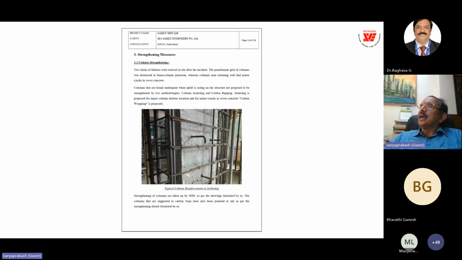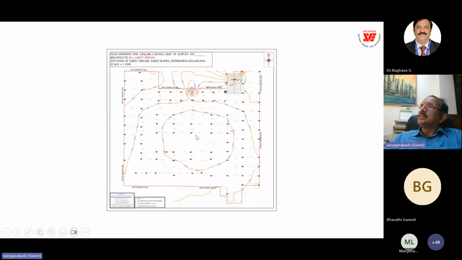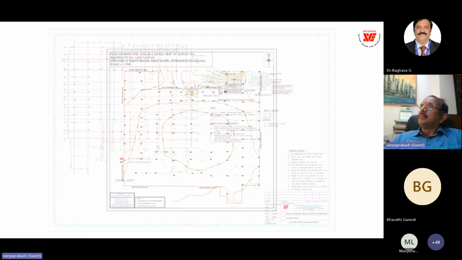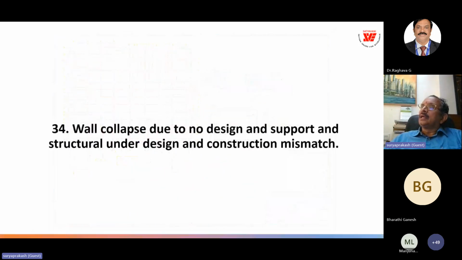And this is the jacketing we did for the columns with the shear connectors. And this is the water pressure permeability diagram that we have done. And we found that there is an excessive pore water pressure by the pattern, and there was a leak.